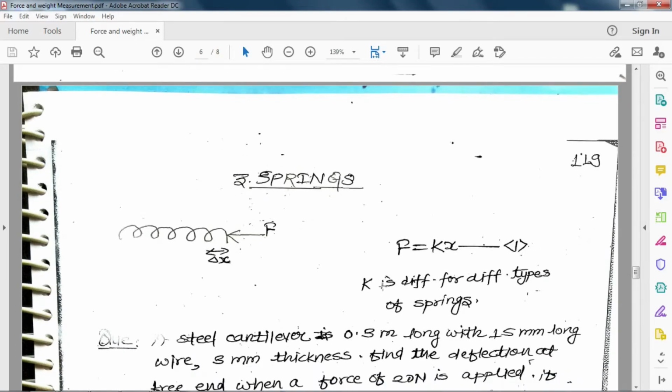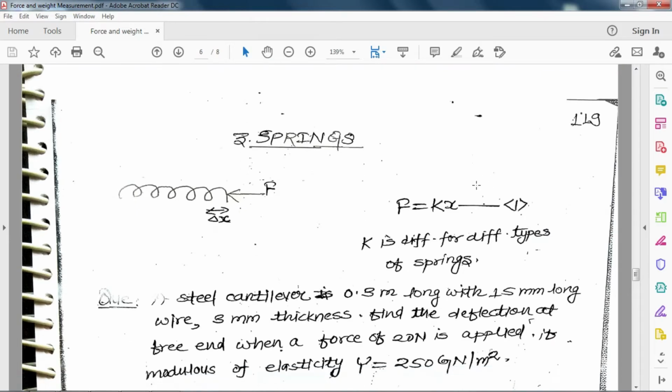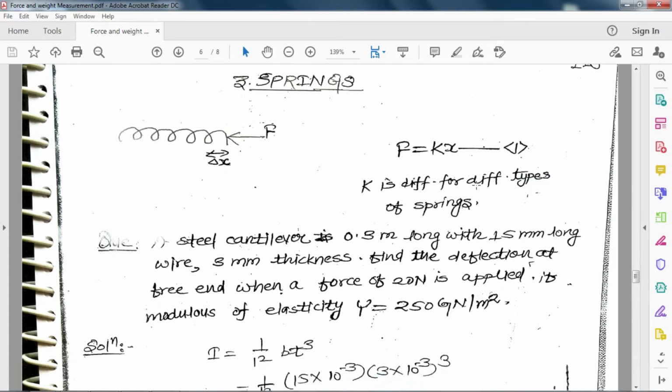Then our last is the spring type. When we apply force, there is a deflection of delta x. Again our force is equal to k into x. K is different for different types of spring. It depends on the material of the spring.